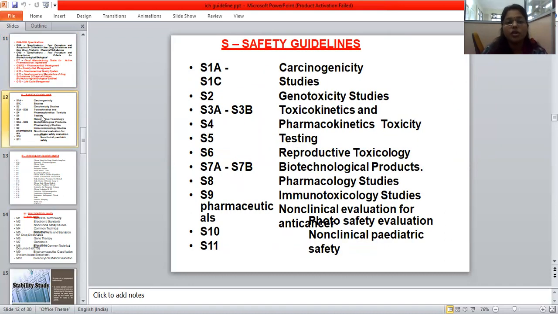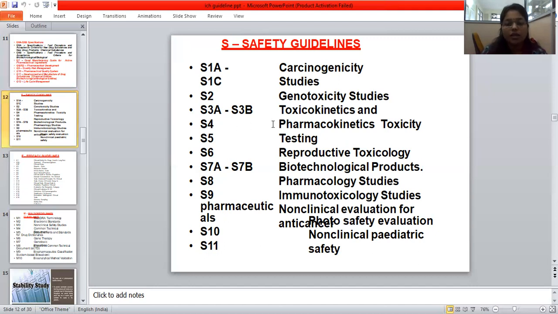After that, we have the S guidelines, S for safety guidelines. For safety, you can see here till S11 we have the different guidelines. For safety guidelines, S1A for carcinogenicity, the S1C study guideline, S2 for the genotoxicity study. So we see already the carcinogenicity and genotoxicity study in the S2 guideline. We have the toxicokinetic guidelines S3A and S3B, which are toxicokinetic guidelines.